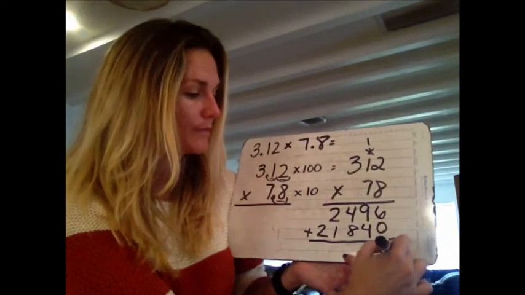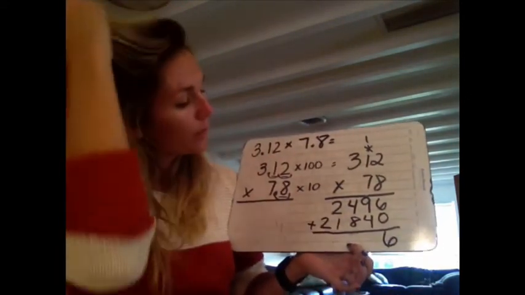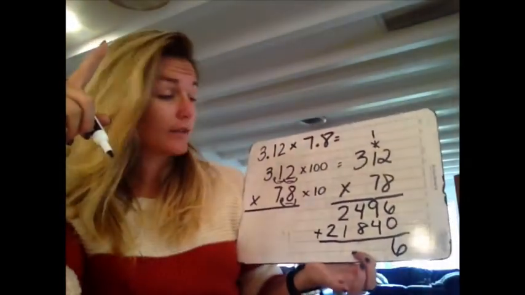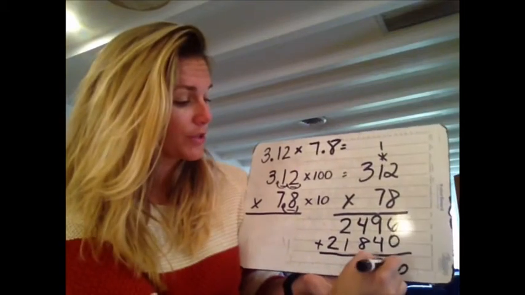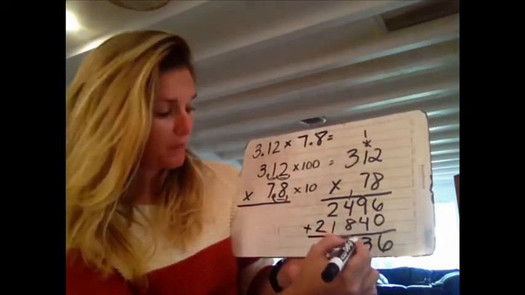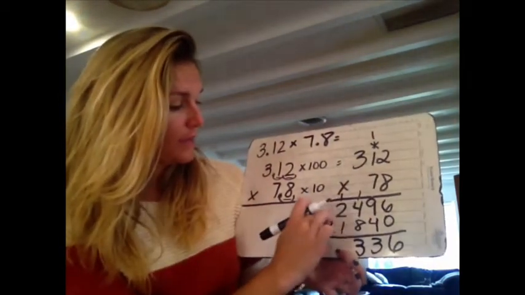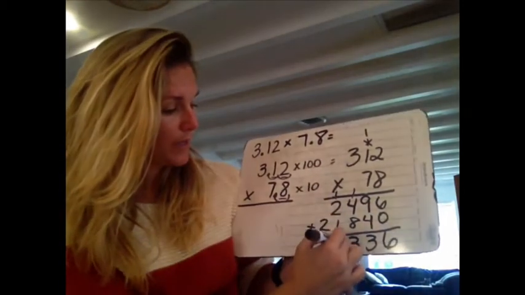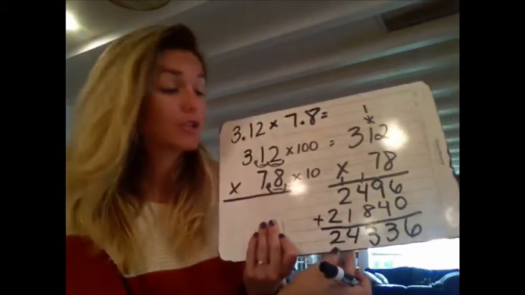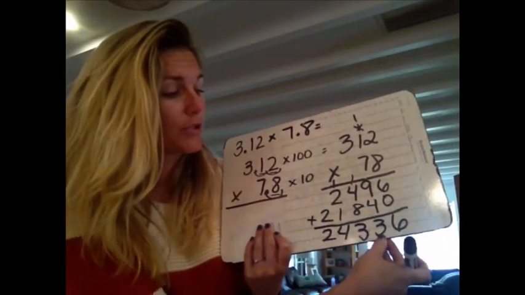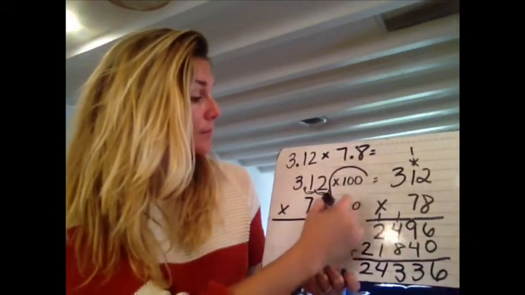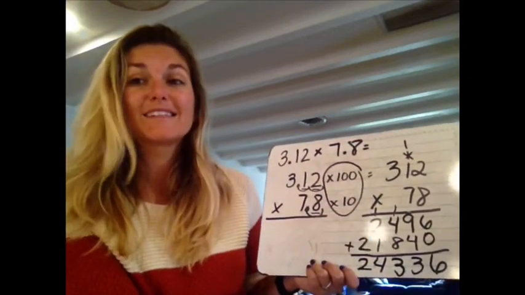6 plus 0, 6. 9 plus 4, well I know that 9, it's 1 away from 10, okay, so it's 10 plus 3 more, which is 13, okay. 8 plus 4 is 12, plus 1 is 13, and then 2 plus 1, and then plus the 1 I carried is 4, and then I'm left with 2, okay, so my answer right now should be 24,336, okay? But I'm not finished because I multiplied by 100 times 10, okay?